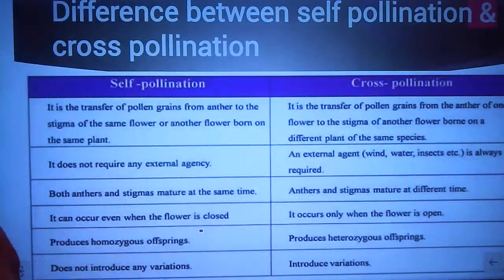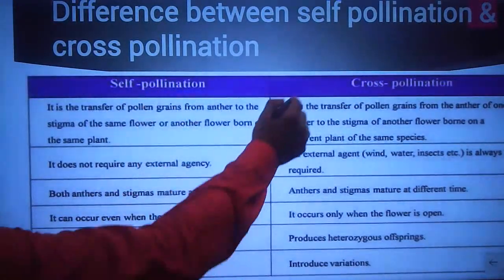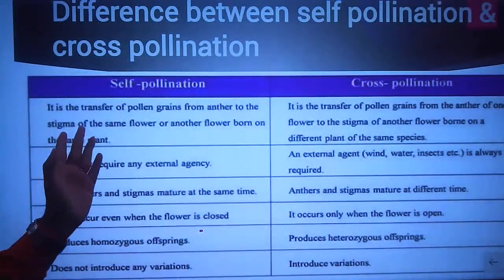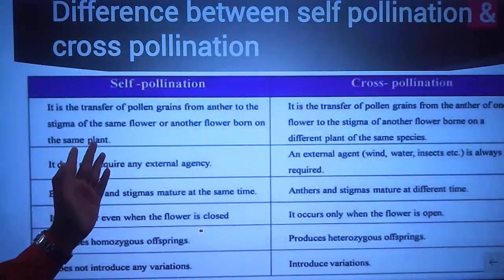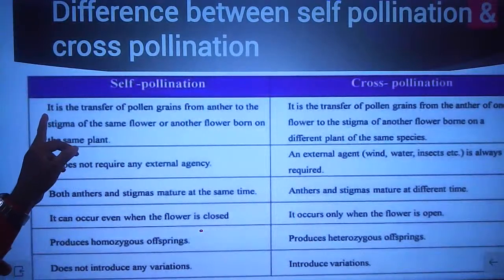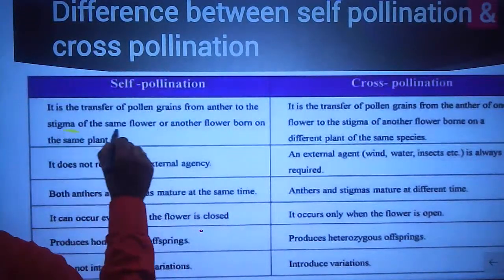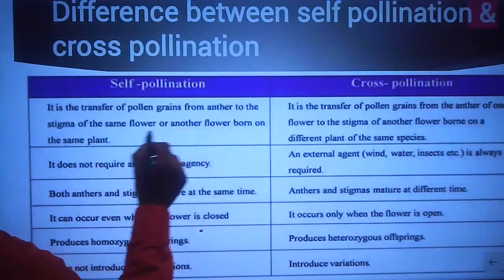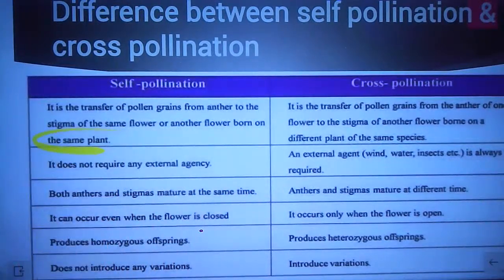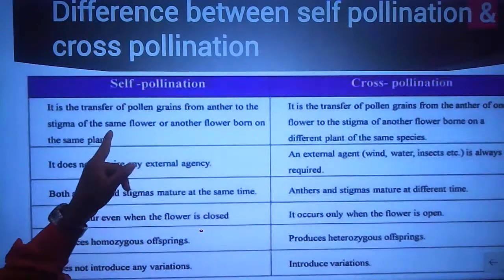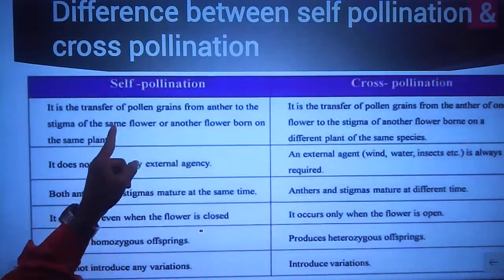So now we see the difference between self-pollination and cross-pollination. Do you know what self-pollination is? It's autogamy and geitonogamy we're talking about. It is the transfer of pollen grains from the anther to the stigma of the same flower or another flower borne on the same plant. It may be the same flower or a different flower, but the rule says it must be on the same plant.